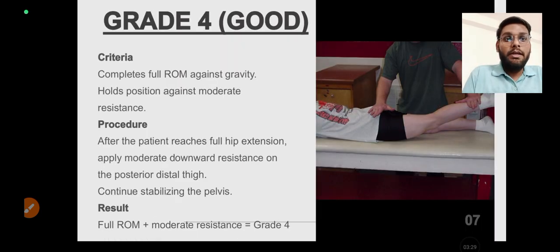And for grade 4, as we can see in the image, the criteria is complete full range of motion against gravity, holding the position against moderate resistance. Procedure: after the patient reaches full hip extension, apply moderate downward resistance on the posterior distal thigh, continuing to stabilize the pelvis. The result for grade 4 is full range of motion plus moderate resistance. In grade 4, we have to apply moderate resistance, and we don't have to apply full resistance on the distal posterior side of the thigh.